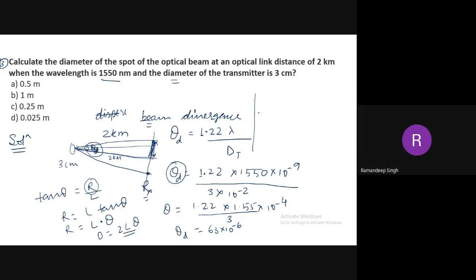But where do we use the formula that dr is equal to lambda r by dt? Dr is also the same thing, no? We are calculating dr only. I don't remember where we have used this formula. I remember theta divergence is equal to 1.22 lambda by dt, or sometimes it is approximated as lambda by dt. But nowhere is it used like that. Somewhere, for approximation, 1.22 is omitted and the divergence angle is written directly as lambda by dt.